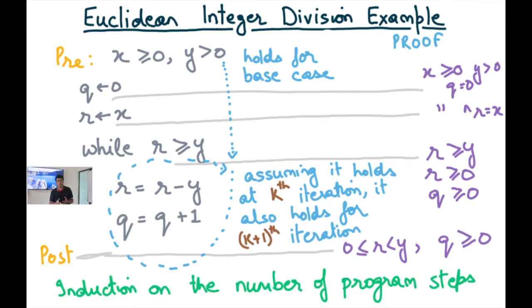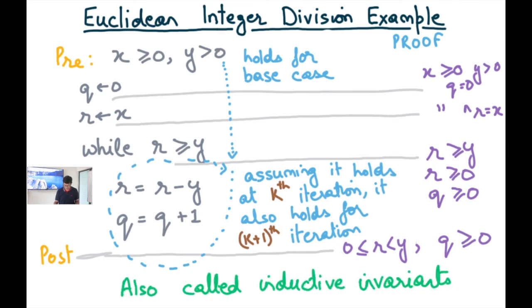And so this method of proving that certain invariants hold is based on induction on the number of program steps. This is step 1, or depending on what granularity you are counting steps. If I just count the whole thing as one step, then this is one step, and then every iteration can be counted as another step. And so if I do induction on the number of steps that the program has executed, I can show that this invariant holds. And for this reason, these invariants are also called inductive invariants, because it's an inductive argument that you use to show that these invariants actually hold at their respective program points.